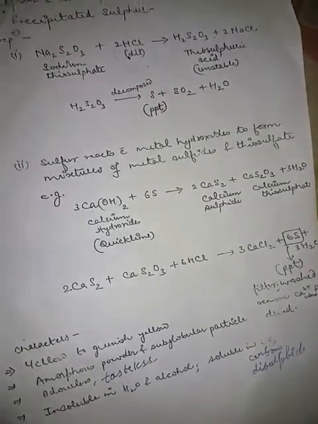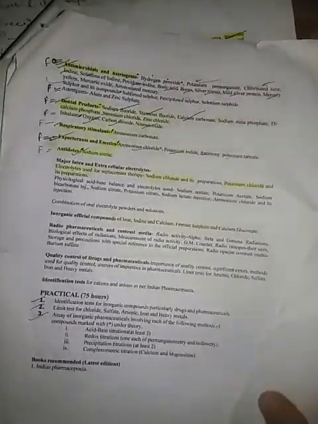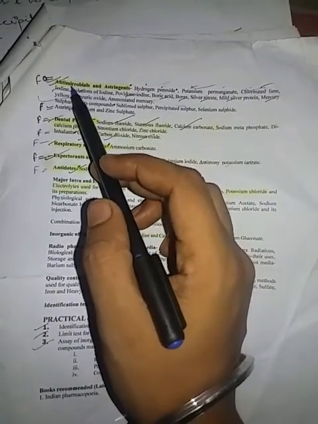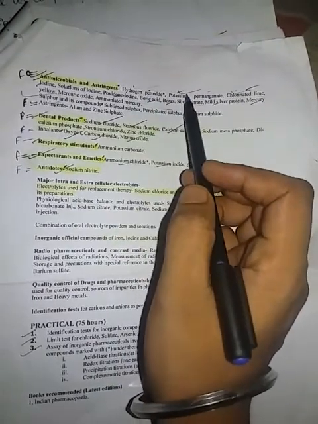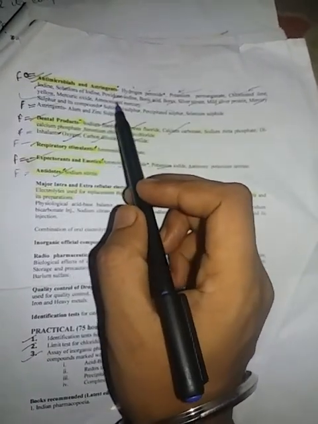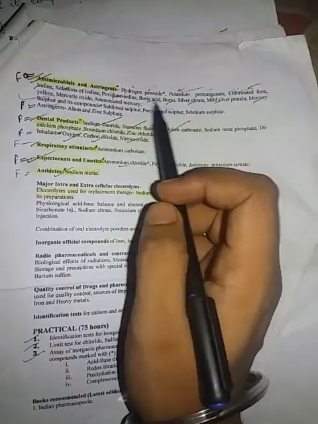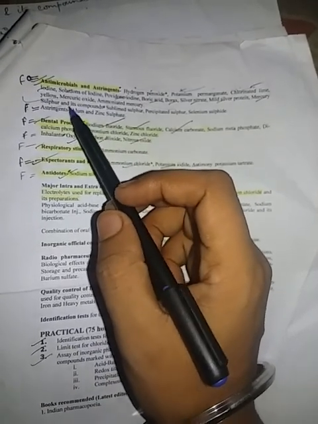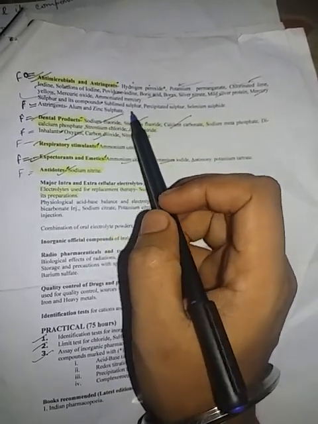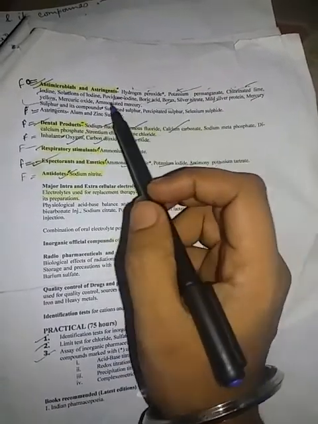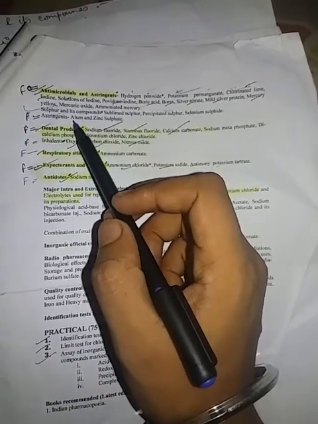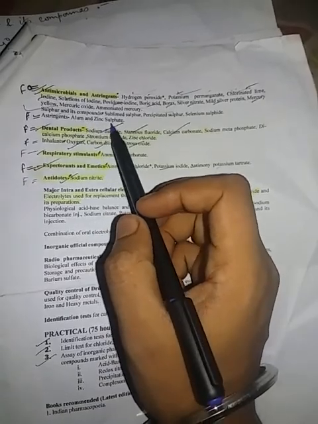Now in the next class we will discuss astringents. Examples are aluminium and zinc sulfate. This is how your syllabus is going. We have completed separately antimicrobial agents: hydrogen peroxide, potassium permanganate, chlorinated lime, iodine, solution of iodine, povidone iodine, boric acid, silver nitrate, mild silver protein, mercury, yellow mercury oxide, ammoniated mercury. And now we have discussed in this class sulfur and its compounds like sublimed sulfur, precipitated sulfur, selenium sulfide. And in the next class we will do astringents, which include compounds like aluminium alum, potash alum, and zinc sulfate.